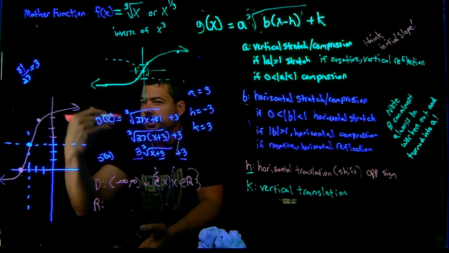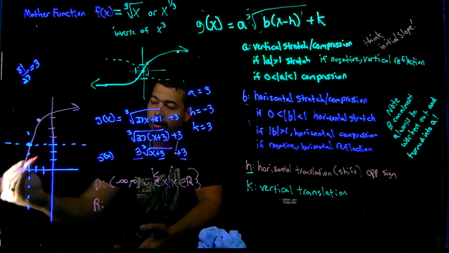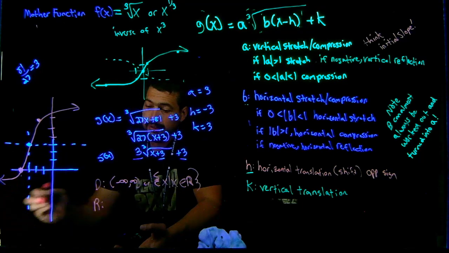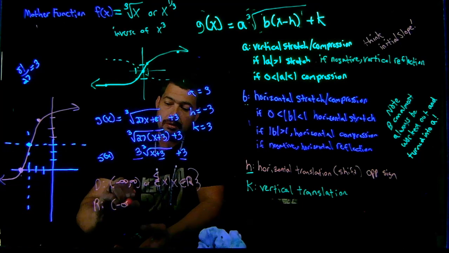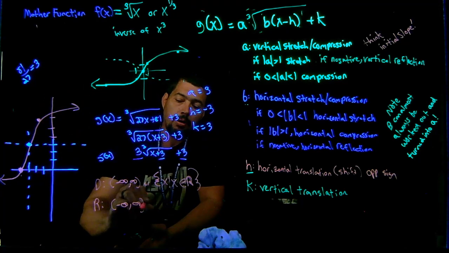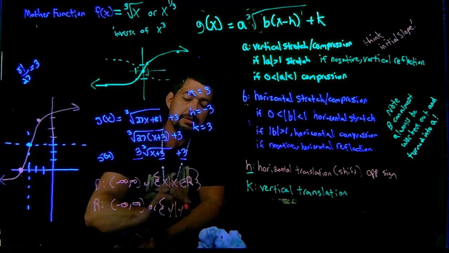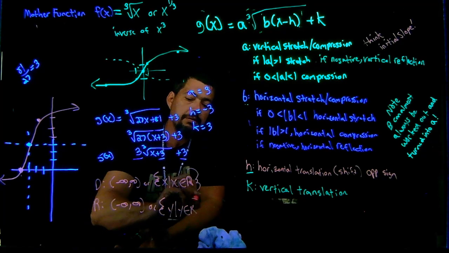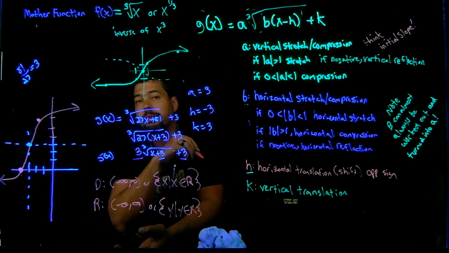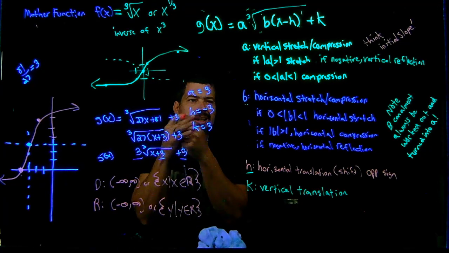The range would be your y values going up or down, okay? This thing does fall forever, albeit very slowly. And it does rise forever, although very slowly. Or if you like set builder notation, curly brace, all values of y such that y is also an element of the real. And there you go. There is the cubic root function in all of its glory. None of this is hard.